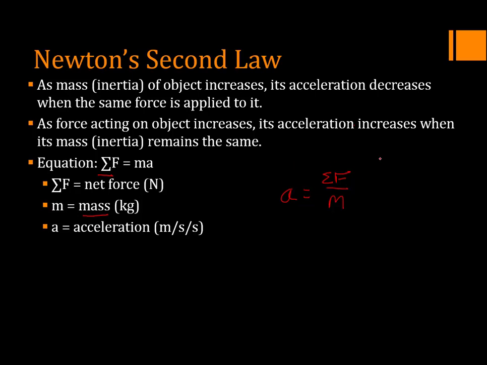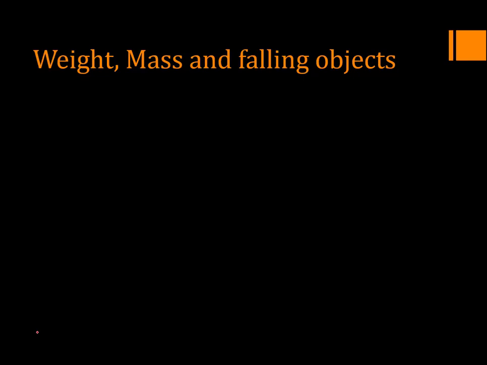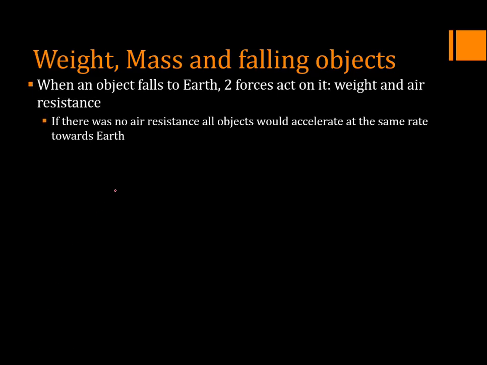But that's Newton's second law, and in a minute we'll get some example problems on how to use that to solve some problems. For now, I want to look at one more case, and that's the case of things that fall. I want to look at weight, mass, and falling objects. So when an object falls to Earth, there's two forces acting on it. I'm going to draw a picture over here. If we ignore air, then there's only one force acting on it. There's the force due to gravity. And in most cases, it's okay to ignore air resistance.